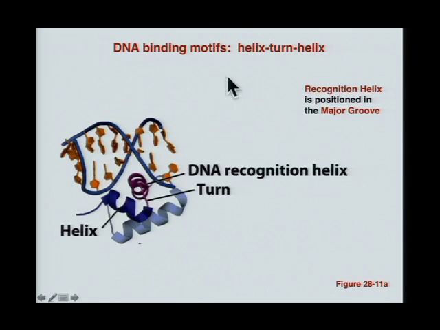Okay, so let's look at some of these. So we have the helix turn helix. So the helix turn helix, you see this helix here sort of going in? If you look at the plane of the DNA helix, this thing is actually inserted inside of the DNA molecule there, and that's making hydrogen bonds with the sides of these bases.